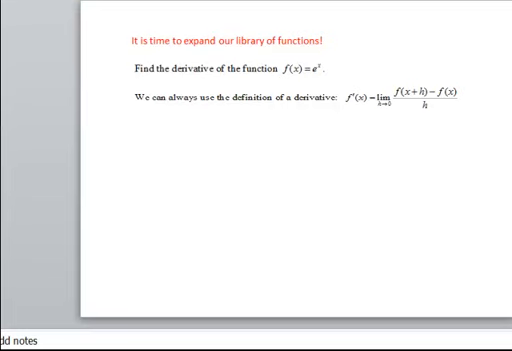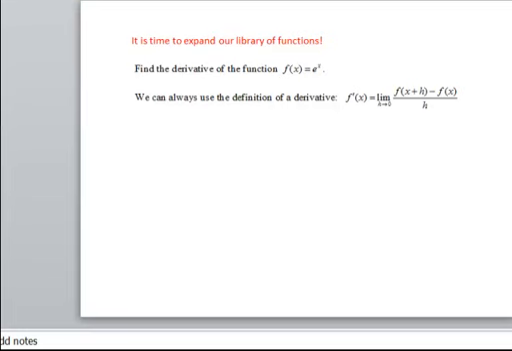So I want to look at the exponential function, f of x equals e to the x. We want to find its derivative. Right now, we don't have any formulas that would allow us to do this. So pretty much we're stuck using the definition of the derivative.